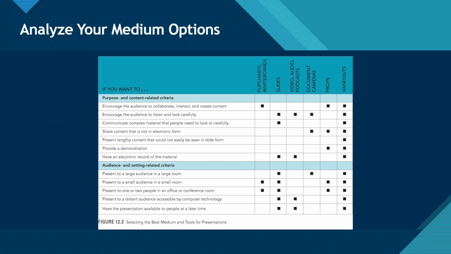Analyzing our medium choices is important. A chart here shows criteria that can help to make smart choices about the best medium and presentation tools. For example, in the purpose and content-related criteria, encouraging the audience to collaborate, interact and create content, we can use flipcharts, whiteboards, or props, and handouts. And in audience and setting-related criteria, if we want to present to a large audience in a large room, we can use media like slides, document cameras and handouts.